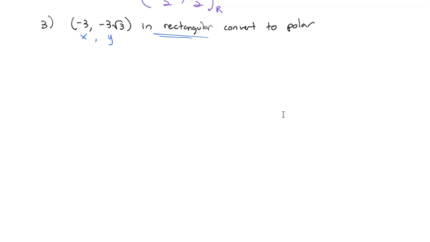One thing that's going to help me, though, is to draw a picture so I get a visual of where this is. It's negative 3, so it's to the left. Negative 3 root 3, it's down here somewhere. So we would estimate our angle's got to be more than pi. And the radius is, well, we'll figure that out.